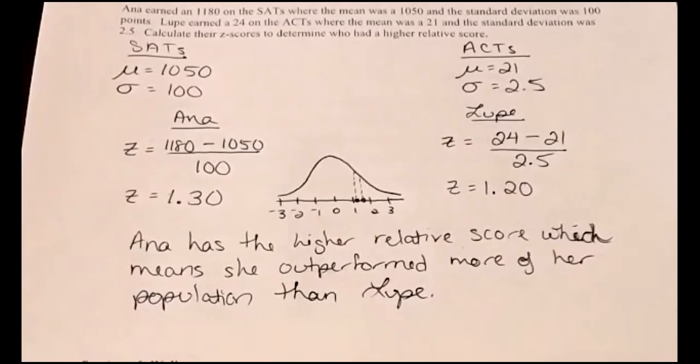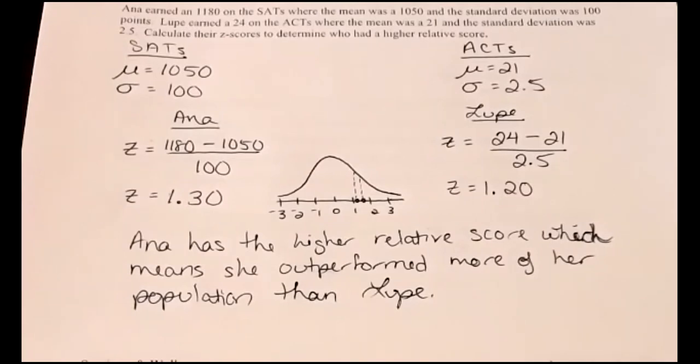That's how you compare apples to oranges. You standardize their score. That way you can say who did better, who outperformed who. What is the comparison between these two individuals or these two populations? What questions do you have on this topic, on this idea?